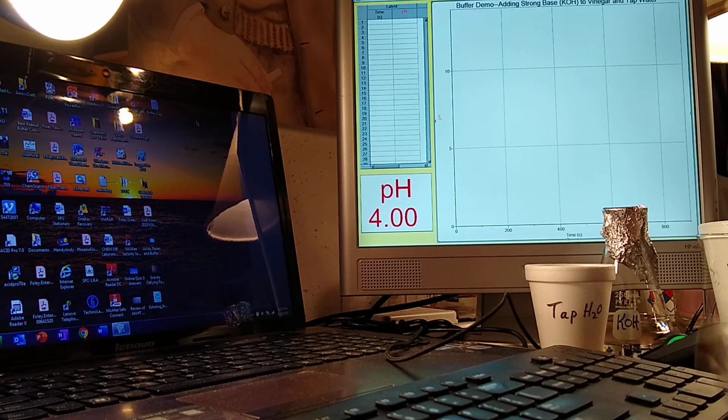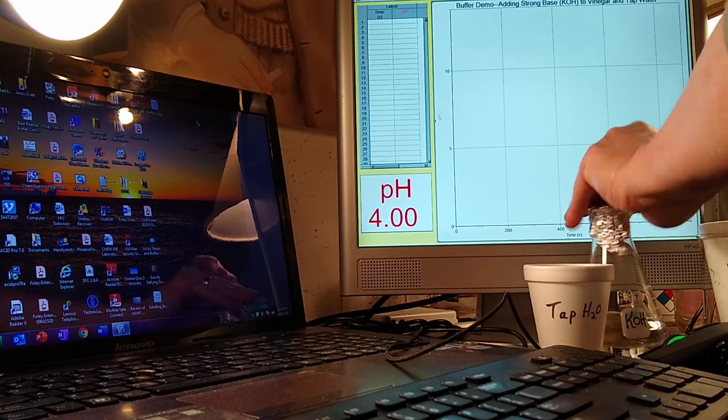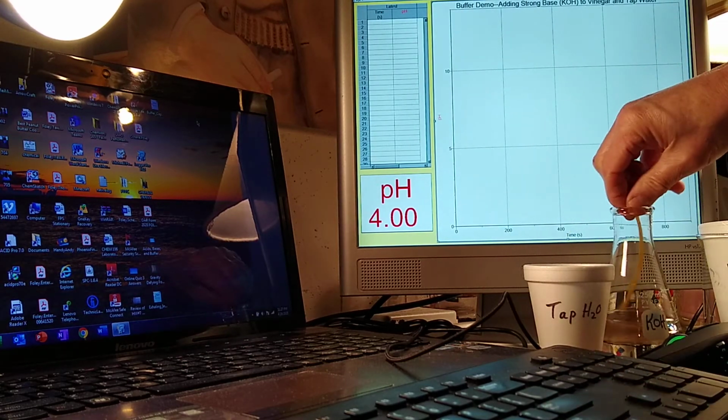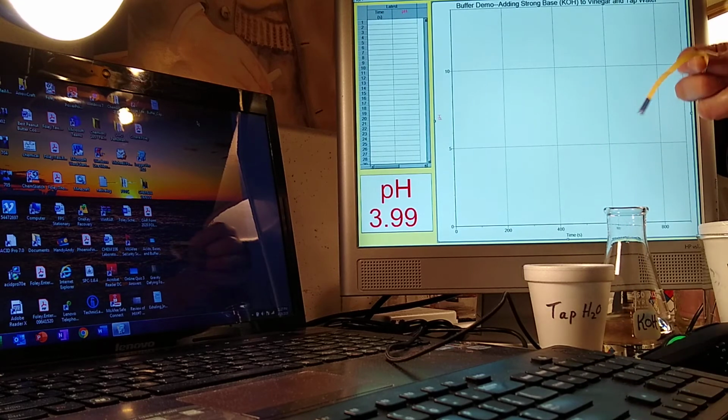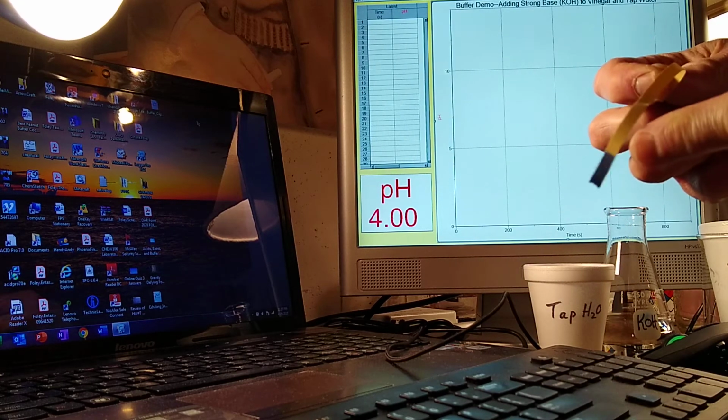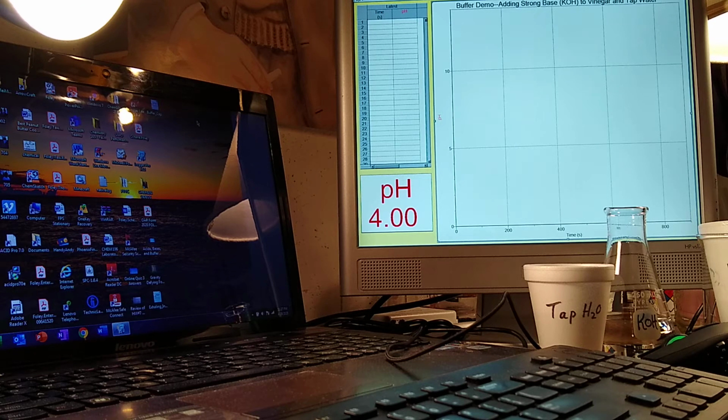If I dip this paper into this KOH, it should turn a very dark blue or dark green color. And you see that it clearly does turn a very dark blue. So we know that that's a very basic solution. That's an approximate way of getting the pH of a solution.